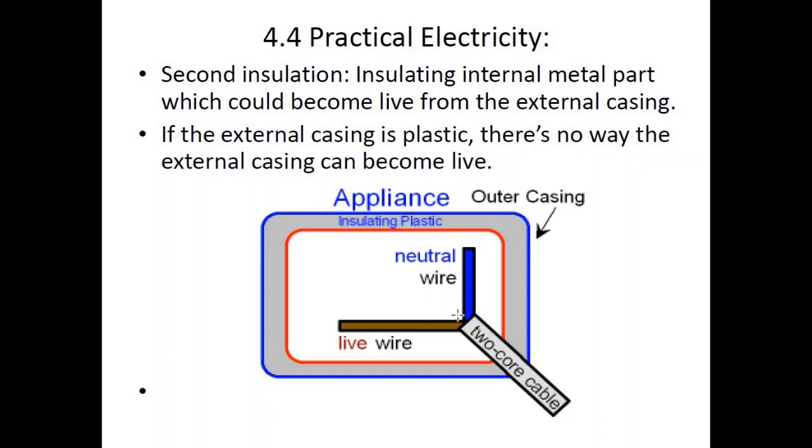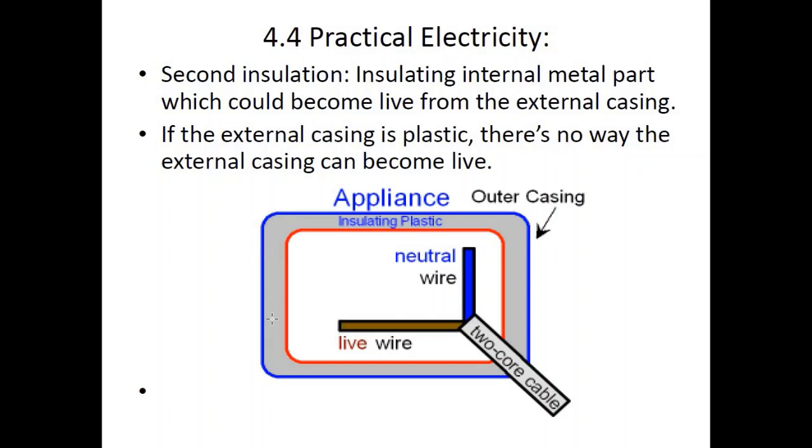This is the 2-core cable from the mains. Both of the wires inside the cable, live wire and neutral, are insulated. As you can see, this is blue, this is brown. That means there is some rubber sheet or rubber covering onto it. Now let's suppose for any reason this becomes frayed, this becomes damaged, and the bare wire is exposed.